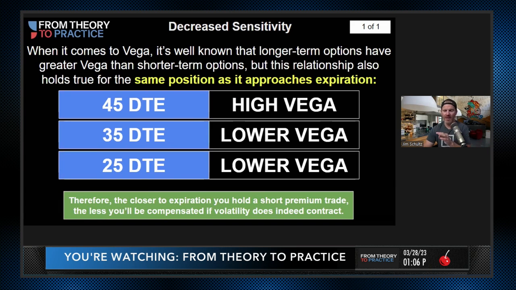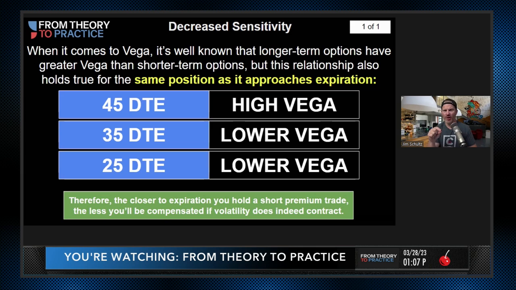So decreased sensitivity. When it comes to Vega, it's well known that longer term options have greater Vega than shorter term options. I think most of us understand that. I think most of us have certainly been acquainted with that idea when we've looked at Vega. We're trading calendar spreads, we're looking at diagonal spreads, whatever. But this relationship also holds true for the same position as it approaches expiration. So that's kind of what I want to focus in on here today. And we'll take a look at a real live example here in a couple of minutes.